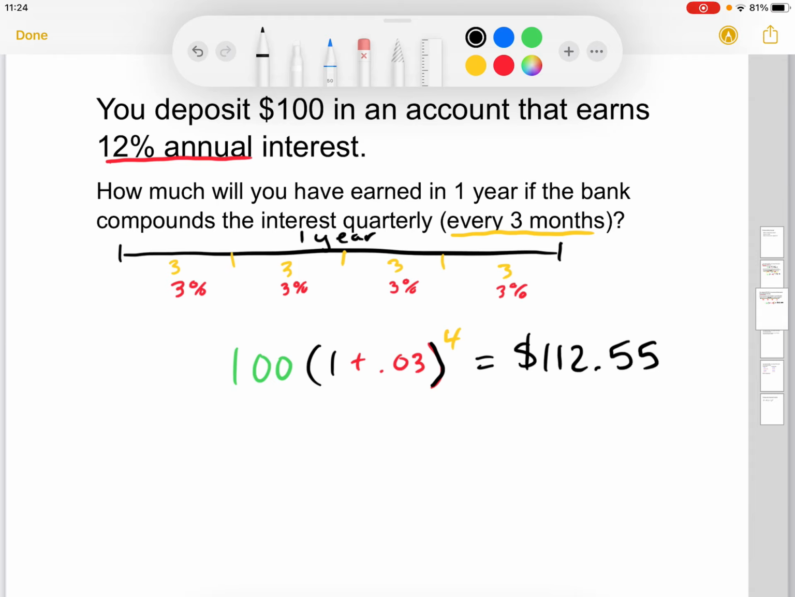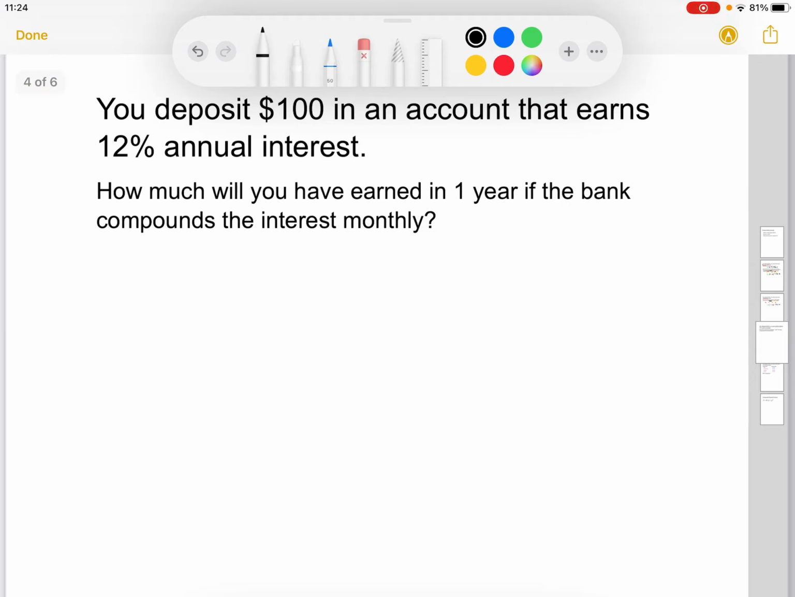All right, let's try one more and see what happens. How much will you have earned in 1 year if the bank compounds the interest monthly? So pause the video and see if you can calculate the monthly compounding on a 12% interest rate.